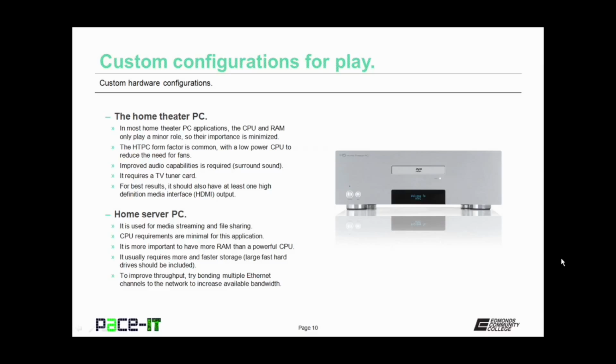Now let's move on to the home server PC. It's often used for media streaming and file sharing. The CPU requirements are fairly minimal for this type of application. It's more important to have more RAM than a powerful CPU. The home server PC, especially when it's being used for media streaming, usually requires more and faster storage. Large, fast hard drives should be included. To improve your throughput for a media streaming PC, you might want to consider bonding multiple Ethernet channels to the network. This will increase your bandwidth from the media streaming PC.